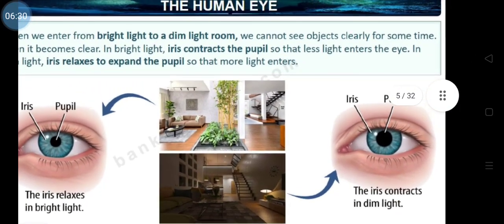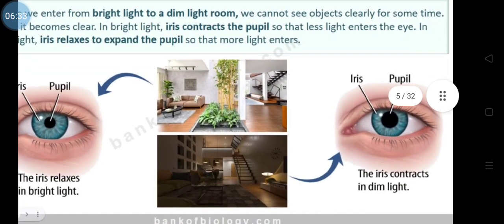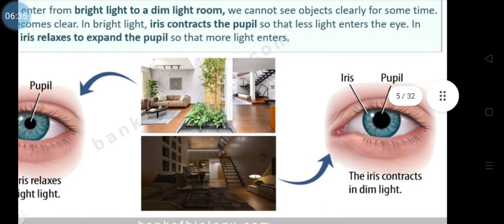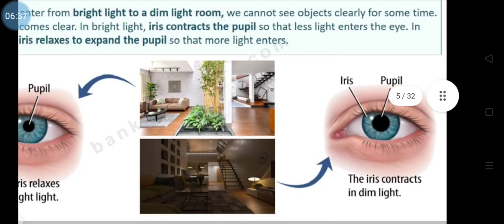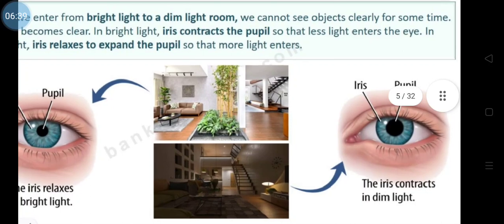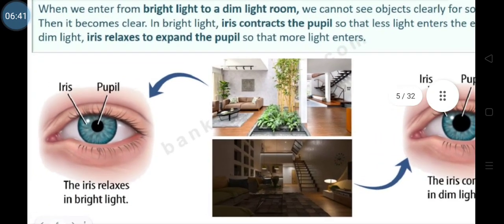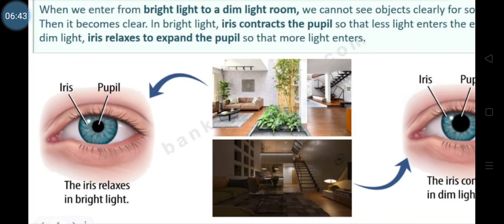Iris, you can see here, the iris contracts the pupil, so that less light enters the eye. This happens in bright light. In dim light, the iris relaxes to expand the pupil so that more light enters.